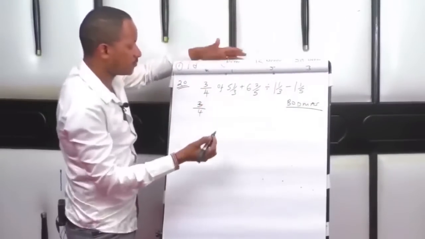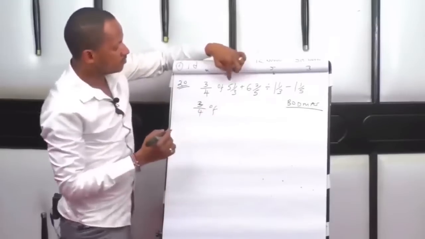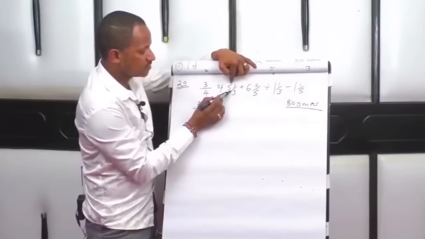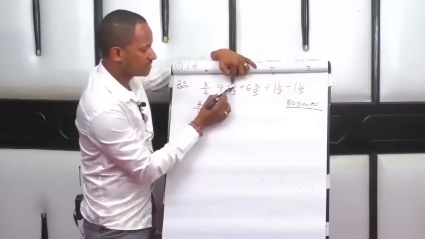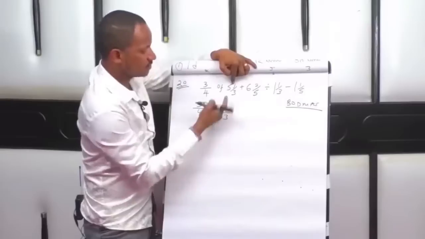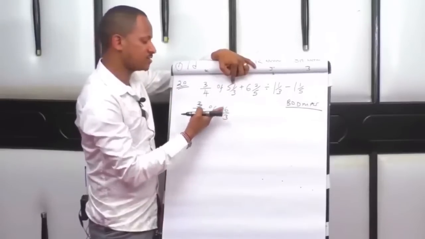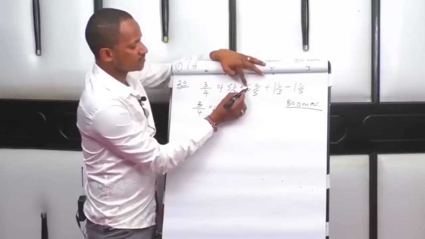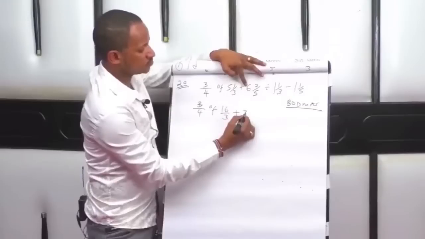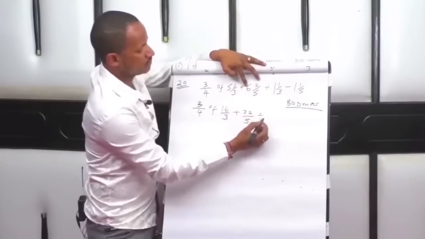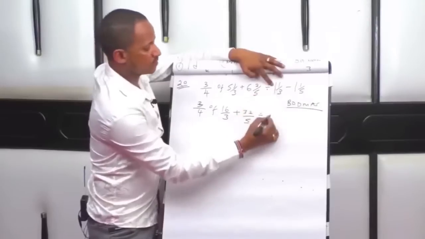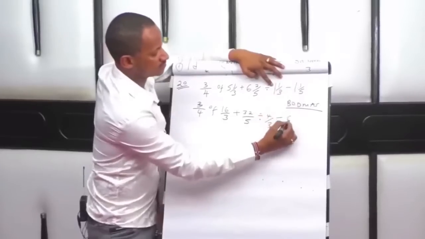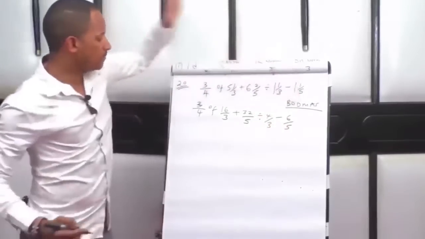It remains the same because it is a proper fraction. When you want to change 5 1/3 into an improper fraction, just multiply 3 times 5 is 15, plus 1 is 16. So it is 16/3. This fraction can also be written like this. If you divide this, you will get 5 1/3. Plus, this is 5 times 6 is 30, plus 2 is 32/5. Divide by 3 times 1 is 3, plus 1 is 4/3, minus 5 times 1 is 5, plus 1 is 6/5. Then apply BODMAS.